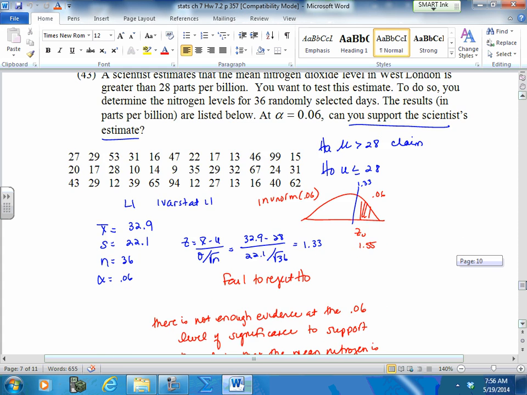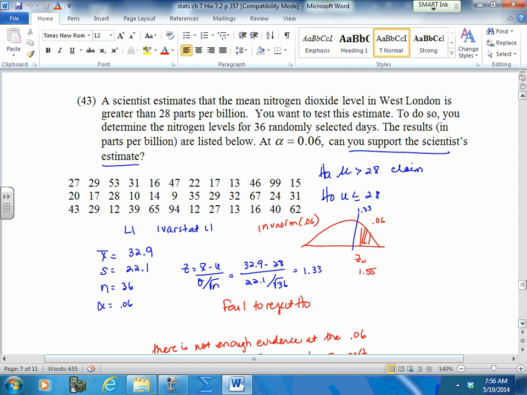For 43, I gave you one that you had to put in your calculator. Put it in, do your one-var stat, find your sample mean and your sample standard deviation right off your calculator. You're using a sample, so it's not your population standard deviation, it's your sample standard deviation. This is your reject H0, this is your fail to reject H0.